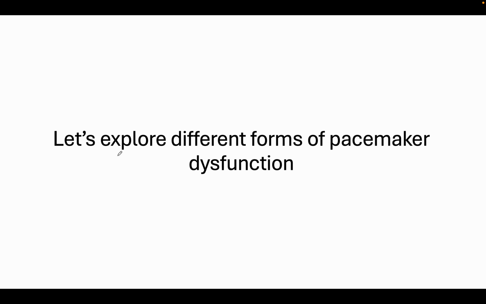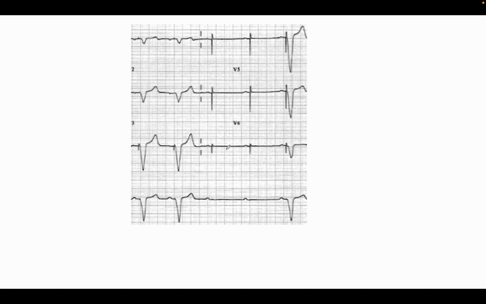So let's explore different forms of pacemaker dysfunction. So this is our first example. We can see off the bat that we can see a P wave that is not preceded by a pacing spike, so we know this is atrially sensed. That right atrial lead never needed to expire its timer. And then we see a left bundle branch block QRS preceded by a pacing spike, so we know this is a ventricular paced rhythm. However, if we start to move across the ECG, we see these pacing spikes with nothing coming after it. So what's going on here?